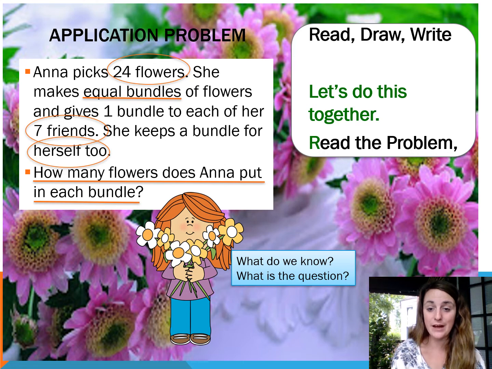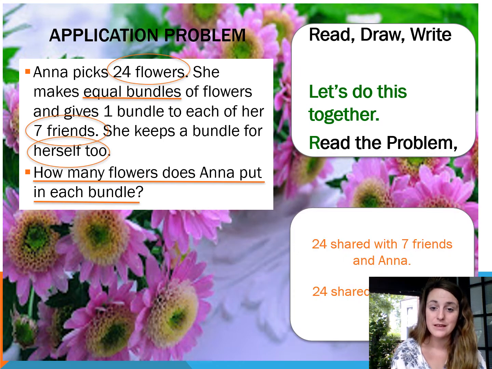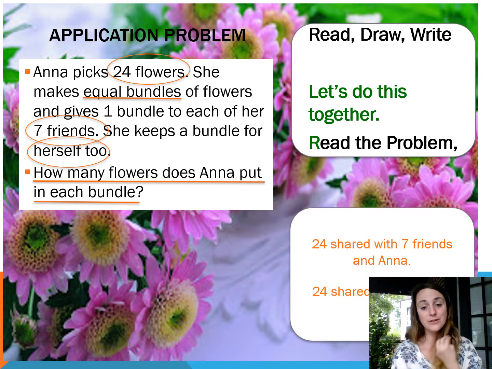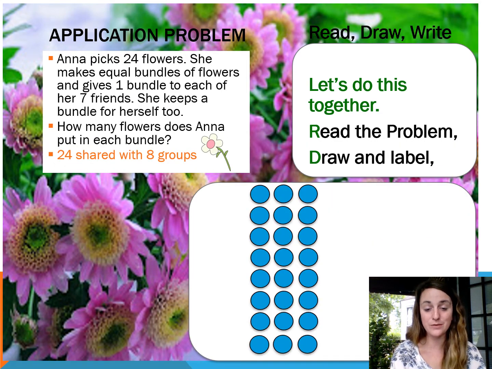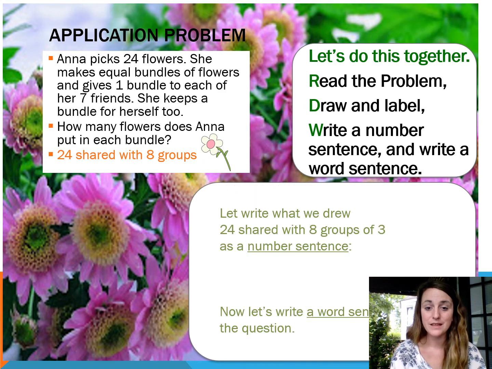The flowers have 24 total. She makes equal bunches and gives one bundle to each of her friends. 7 friends. So that tells us that we have 8 groups. These 24 have been shared with 7 friends and Anna. So 24 is shared with 8 groups. I could make 8 groups on my whiteboard, and there would be 8 groups of 3. Let's rewrite what we drew. 24 shared with 8 groups of 3 as a number sentence.